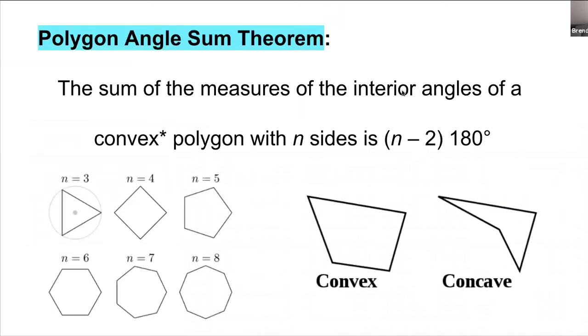So before we move on to our first example, we're going to be introduced to our polygon angle sum theorem. It states that the sum of the measures of the interior angles of a convex polygon with n sides, meaning that we don't know the number of sides, but we know it's n, is represented by our formula n, which is the number of sides, minus 2, times 180 degrees, which is what we were doing already on our table. Here, convex means that it's not caving in.